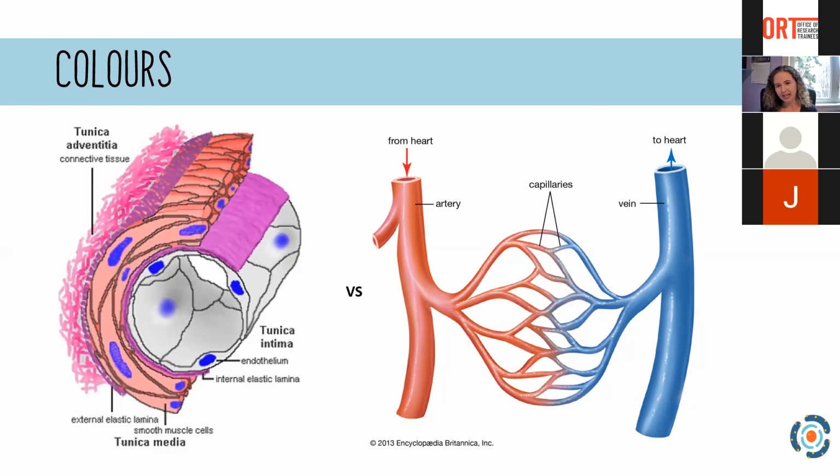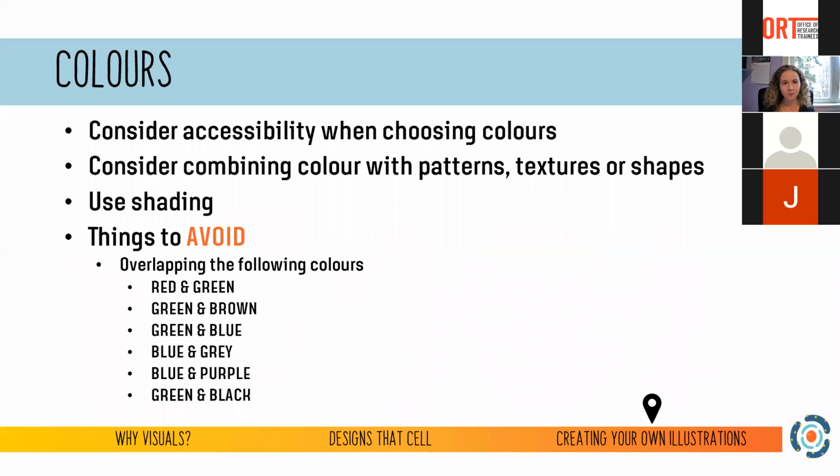Whereas in the illustration on the right, there's just a simple red and blue, and then a bit of a gradient in the middle. And of course, the red is signifying the oxygenated blood, and the blue is signifying the deoxygenated blood. So although it's a simpler color scheme, I would argue that it's actually more effective in communicating the major message in this instance.